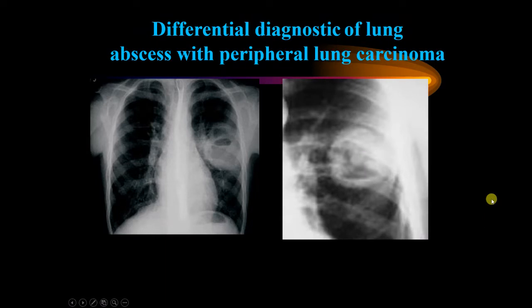On the next pictures you can see differential diagnosis of the lung abscess with peripheral lung carcinoma. Here you can see the lung abscess with accumulation of gas above the pus. Here you can see the carcinoma. You don't find here a clear shadow, a clear border between the pathologic tissue and tissue not involved in the pathologic process, and there are no horizontal levels.